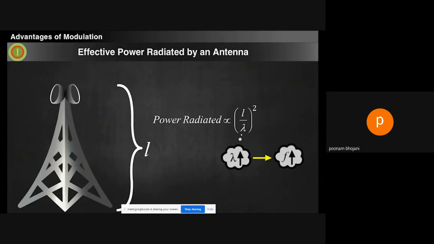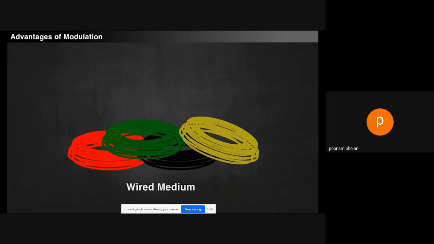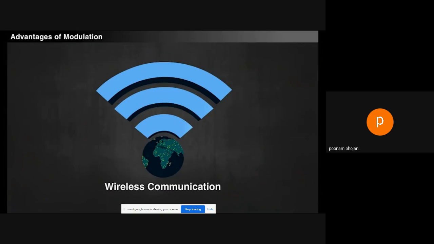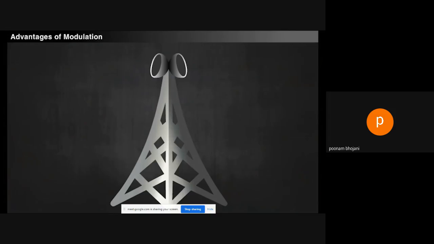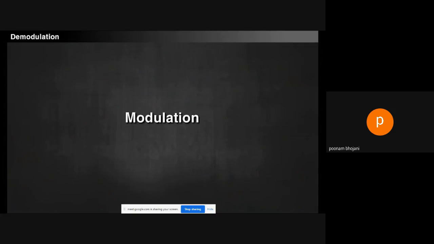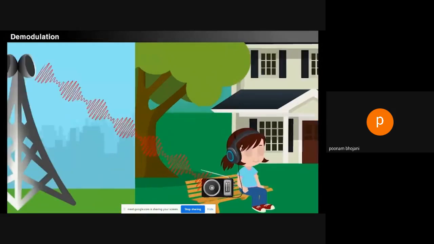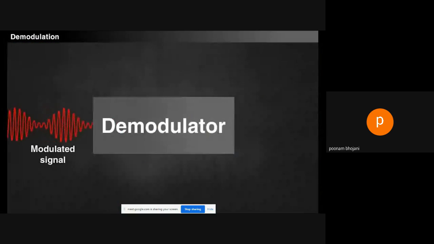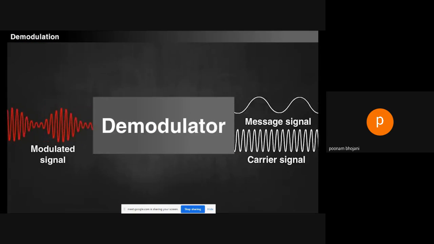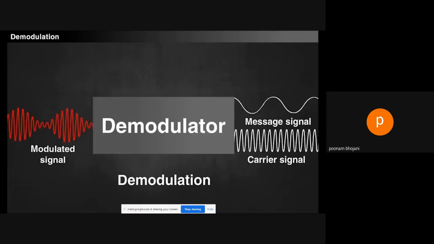By using high frequency transmission, we can achieve high power radiation without changing the antenna height. Modulation helps us to replace the wired medium with wireless medium communication. Also, we can achieve a high range of communication by using modulation. So far, we have studied modulation and the need for modulation. When the modulated signal reaches the receiver, it is necessary to separate the message signal from the carrier signal. This process of recovering the low frequency message signal from the modulated signal is called demodulation.